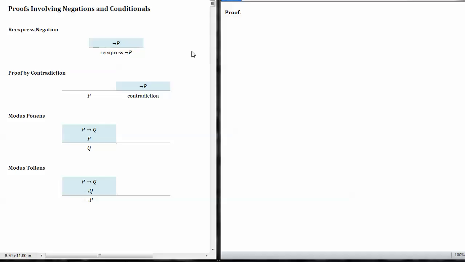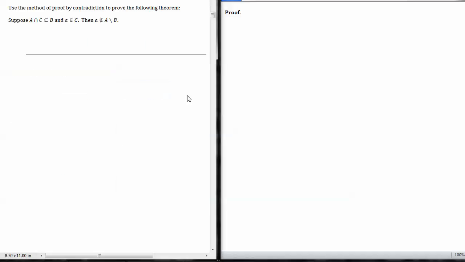For this problem, we're going to use proof by contradiction to prove a statement of the form not P. And the way that works is, to prove that P is not true, we assume it is true and we derive a contradiction from that. Okay.